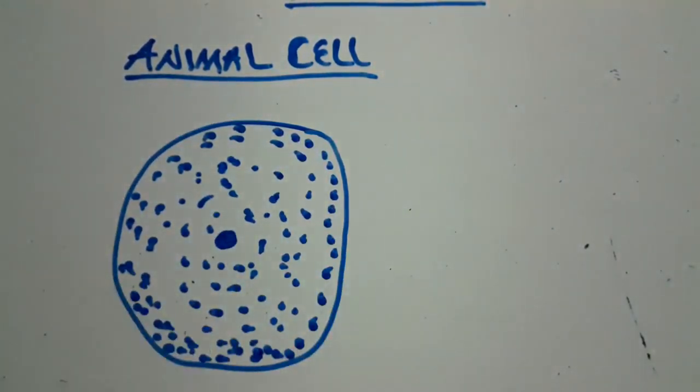So an animal cell is just made up of three major parts, and these parts are able to be seen under a light microscope. But if we use an electronic microscope, there are so many more parts of an animal cell. If we are using a light microscope, we are only able to see three parts of an animal cell.